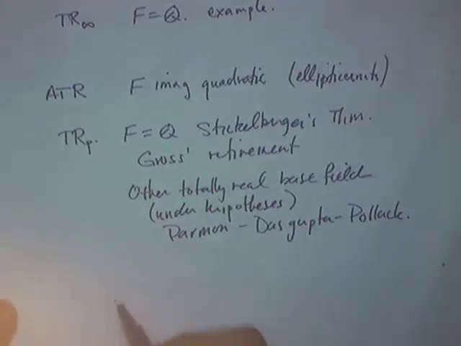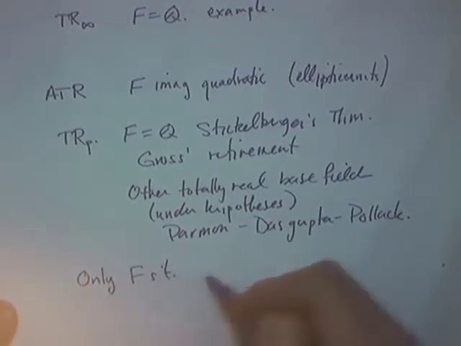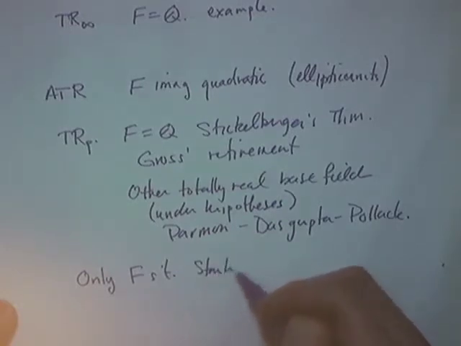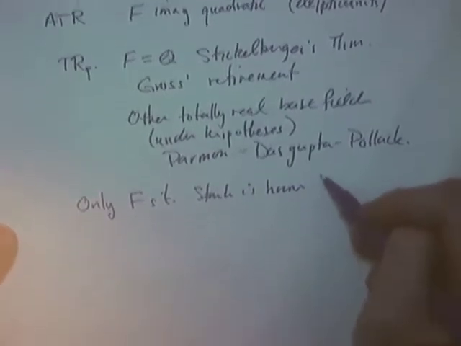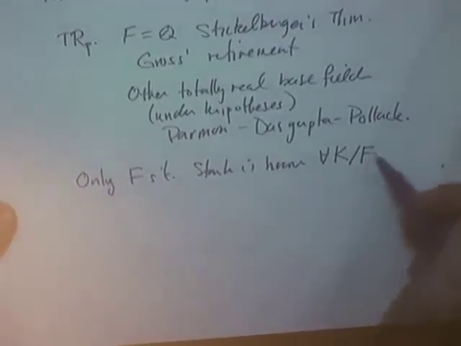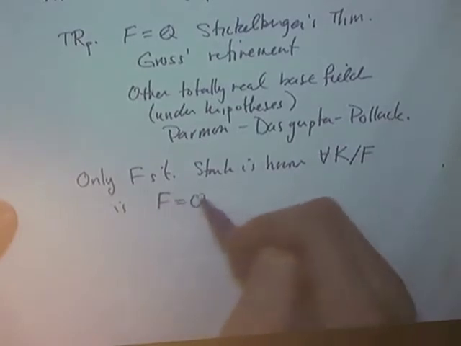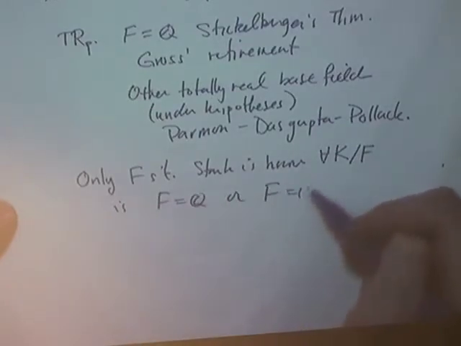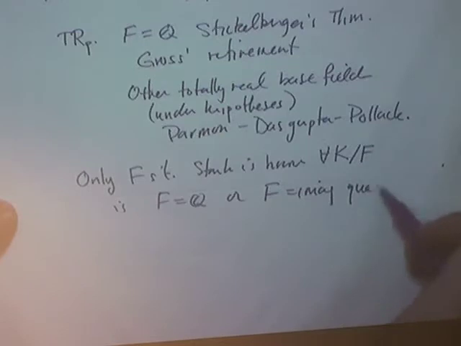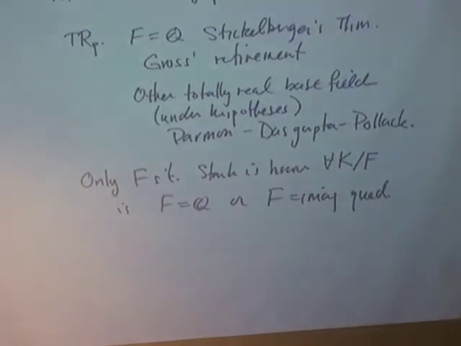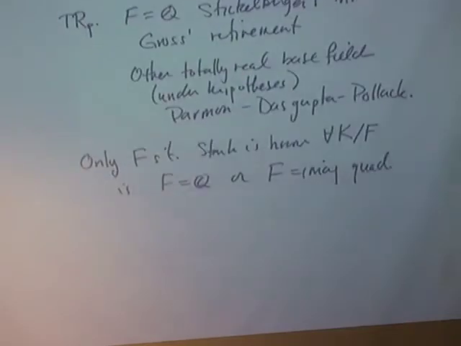But I want to emphasize that the only ground fields F such that rank 1 abelian Stark is known for every extension K over F are F equals Q or F equals imaginary quadratic. So the cyclotomic case and the case where you have modular units available are really the only cases where our knowledge can be said to be completely satisfactory. And so this is the current state of the art.